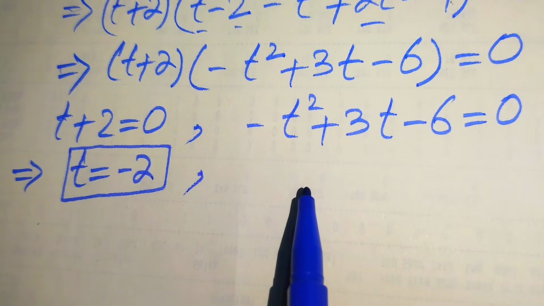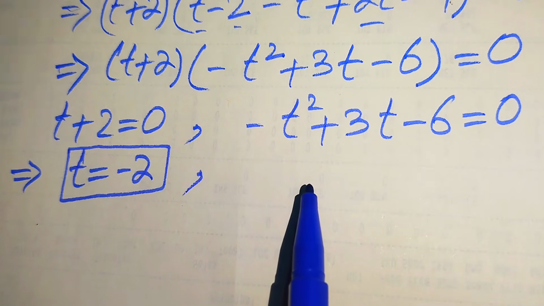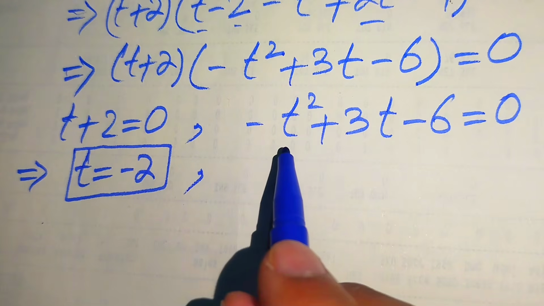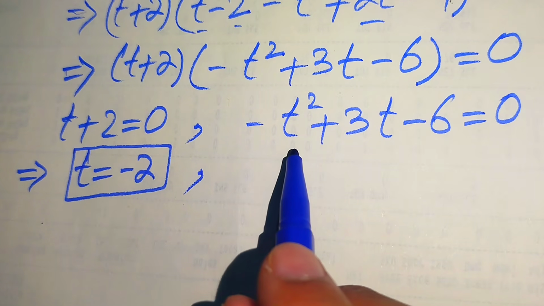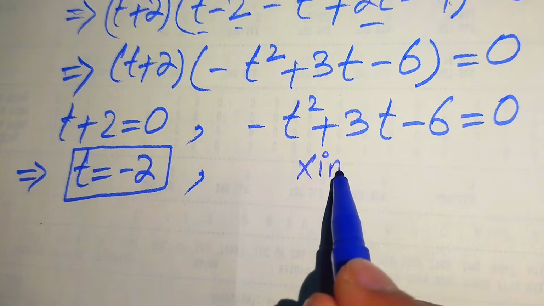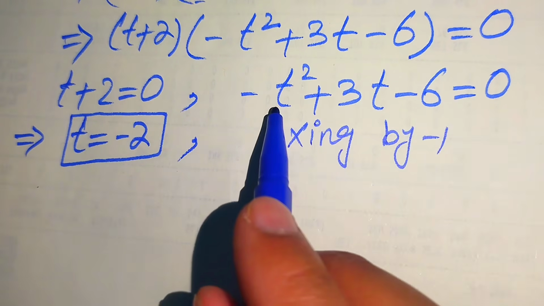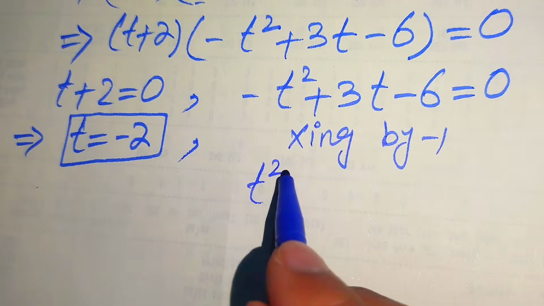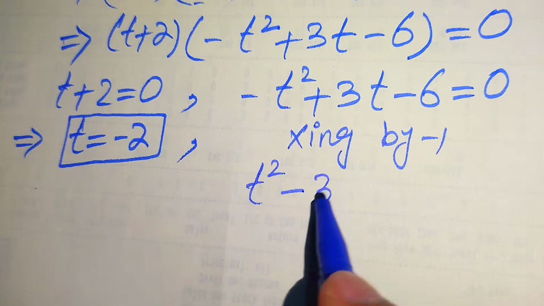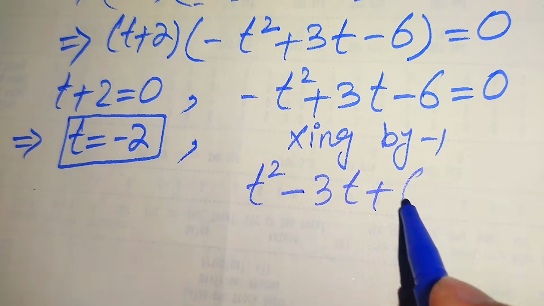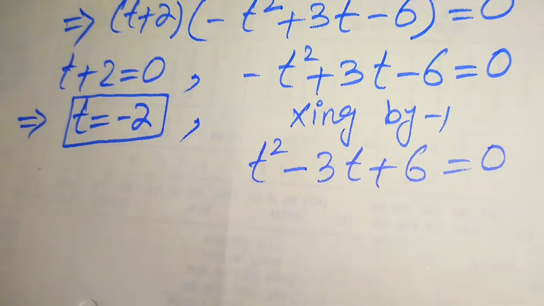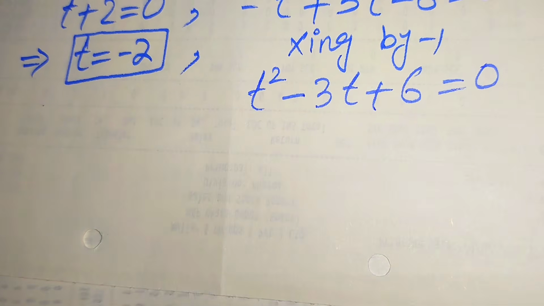And you see here this is the quadratic equation, and we need to use here the quadratic formula to solve this quadratic equation. So for this we first multiply both of the sides by minus 1, and when we multiply by minus 1, minus t square becomes plus t square, plus 3t becomes minus 3t, then this is plus 6, and this whole equation is equals to 0.